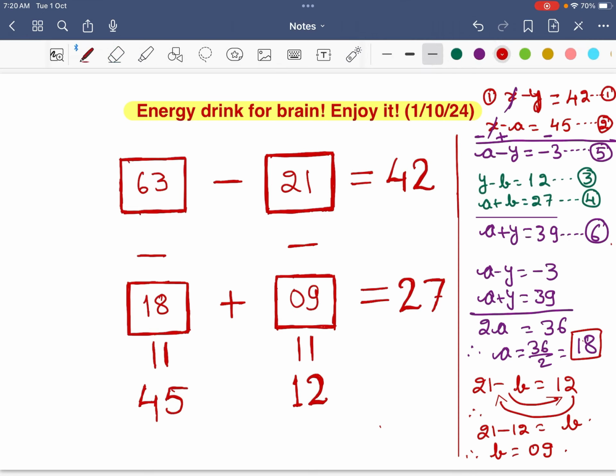Quickly, let us check. This one we have checked, it is coming right. Now see 63 minus 21, 3 minus 1, 2, and 6 minus 2, 4. So 42, this is satisfied. Now here see 21 minus 9 is equal to 12. This is also satisfied. Now 18 plus 9 is equal to 27. This is also satisfied.